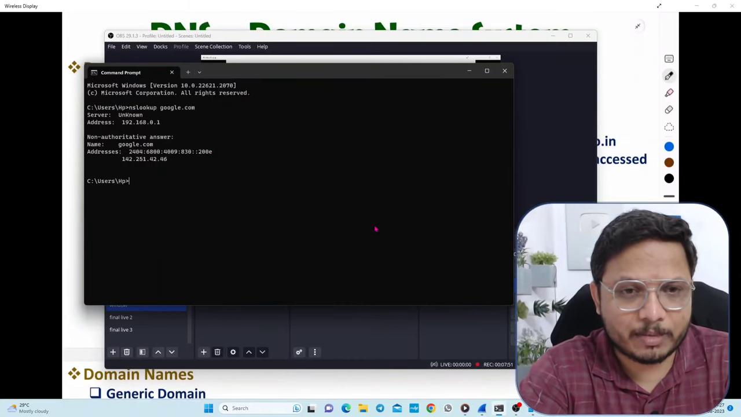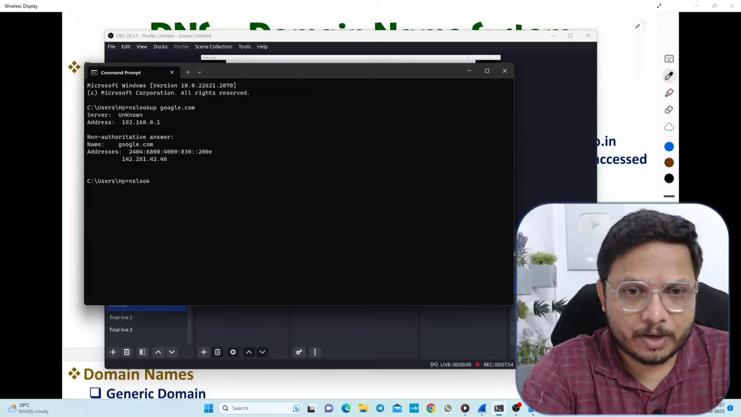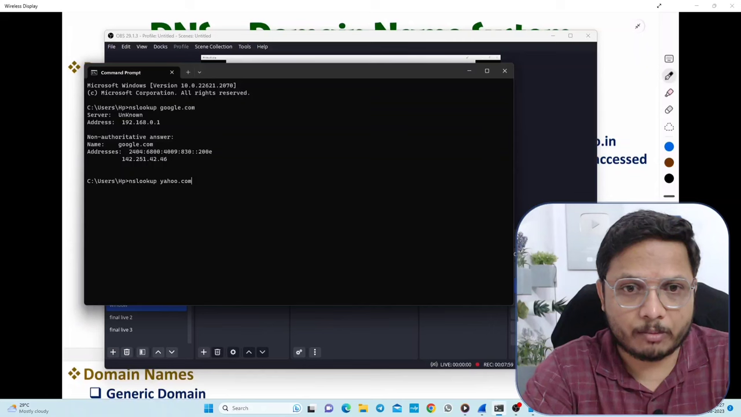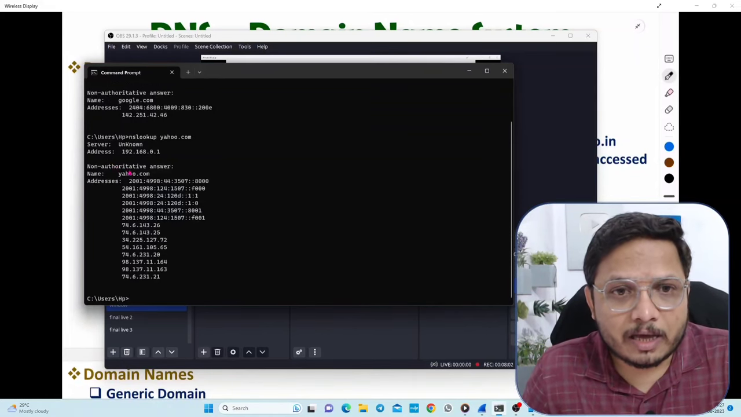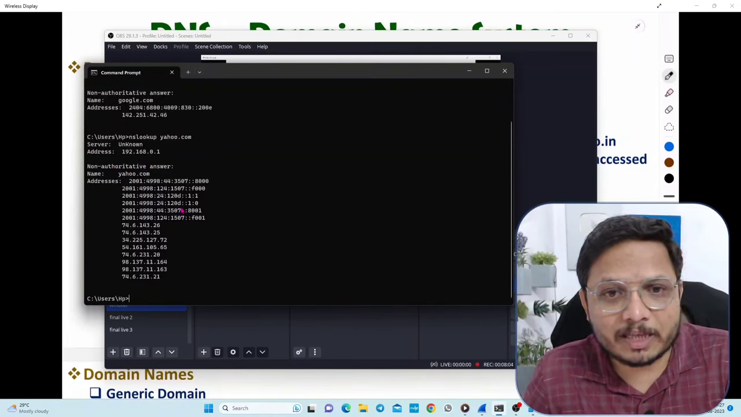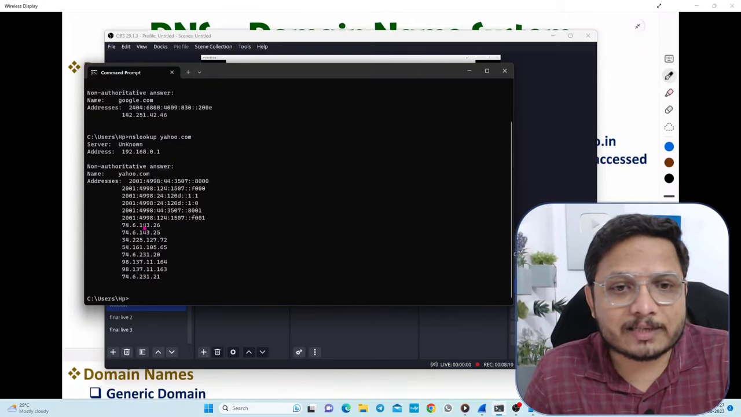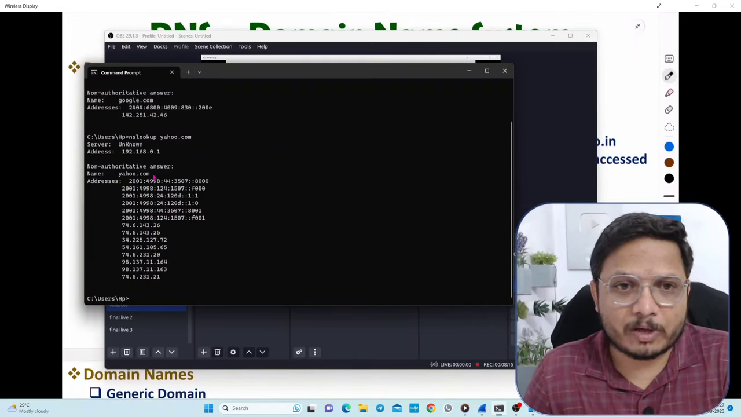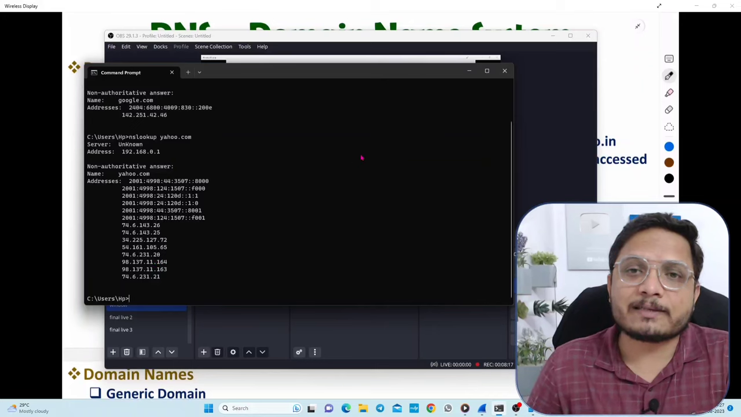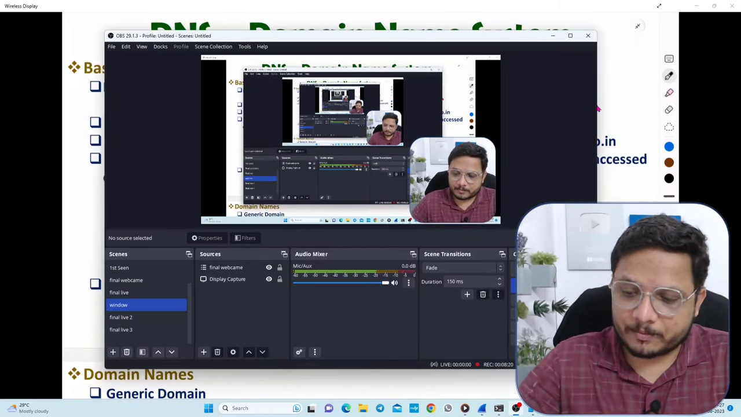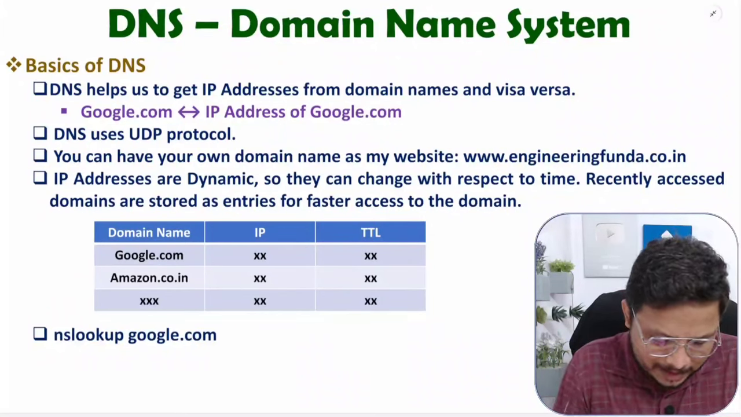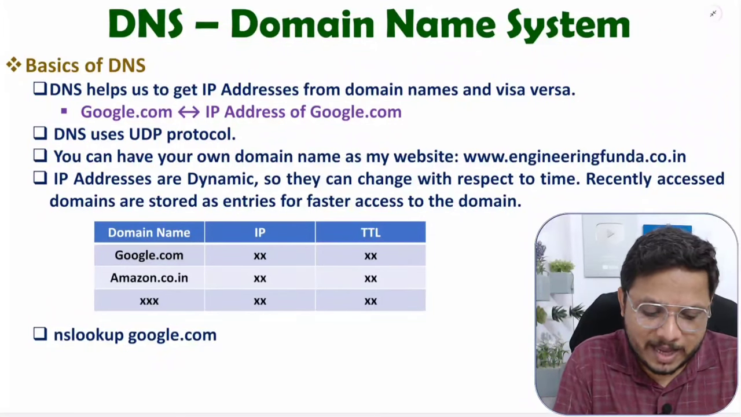Let me show you one more example. nslookup space, if I write yahoo.com, now you see how many IPs are available with this. That many IPv6 addresses are available with Yahoo, and these IPv4 addresses are available with Yahoo, with which my computer can communicate to yahoo.com. And to get this IP, we are using the DNS protocol, right? So this is how things are. I think now you have an idea about how nslookup works and how DNS is working, right?